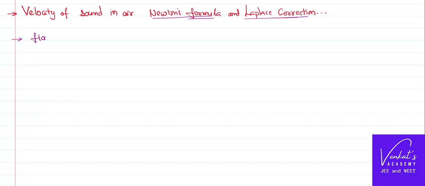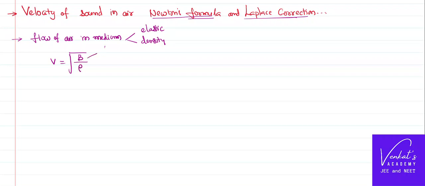the flow of the air in a medium broadly depends on two characters of that medium, that is, the elastic nature of the medium and the density of the medium. So it is identified that velocity in the medium is the square root of bulk modulus of that medium by density of the medium, where B is called the bulk modulus, and rho is the density of the medium. That is a basic understanding.